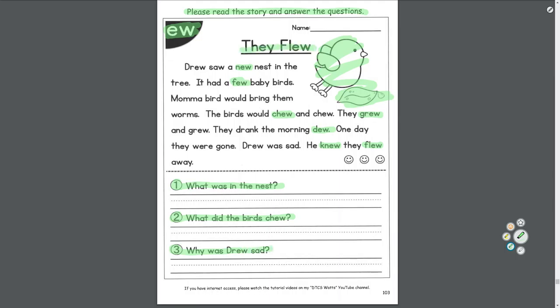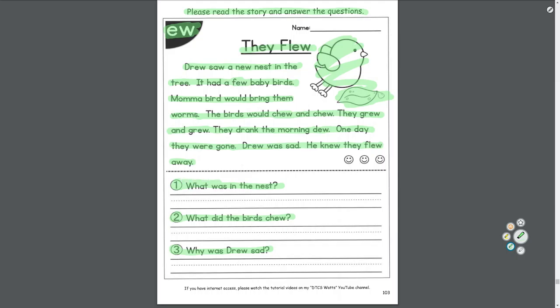They flew. Drew saw a new nest in the tree. It had a few baby birds. Mama bird would bring them worms. The birds would chew and chew. They grew and grew. They drank the morning dew. One day they were gone. Drew was sad. He knew they flew away.